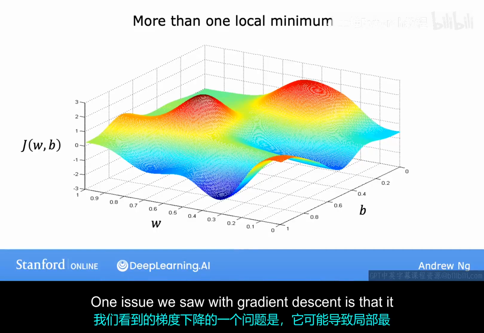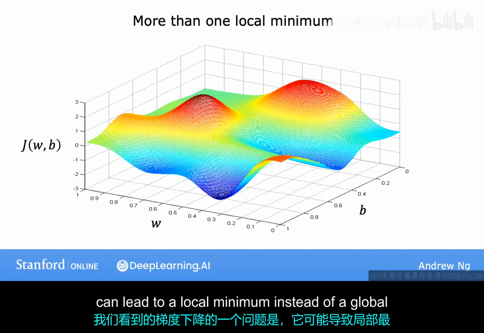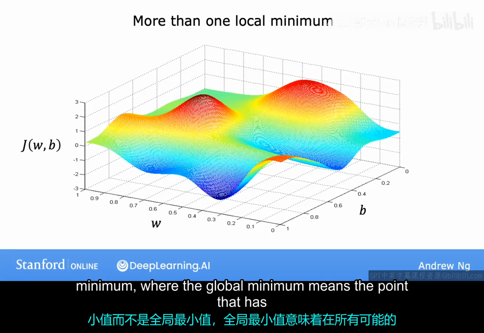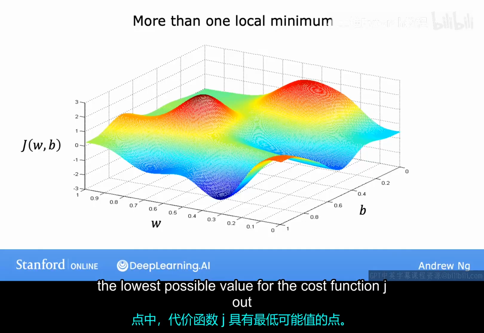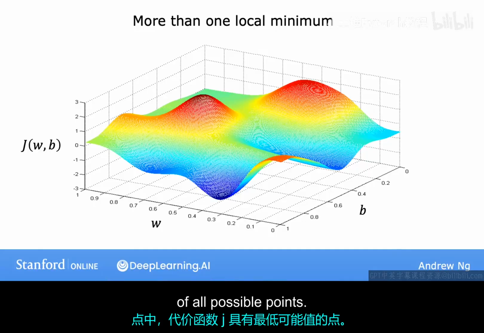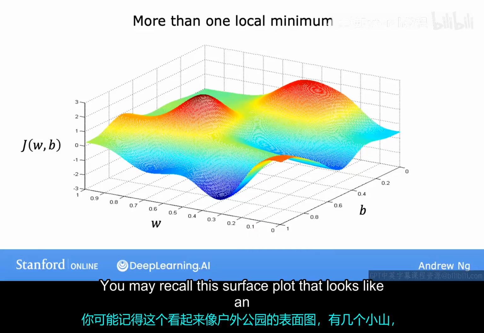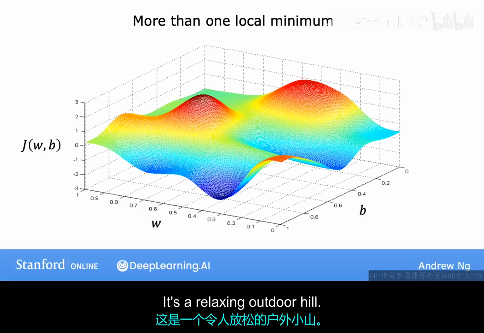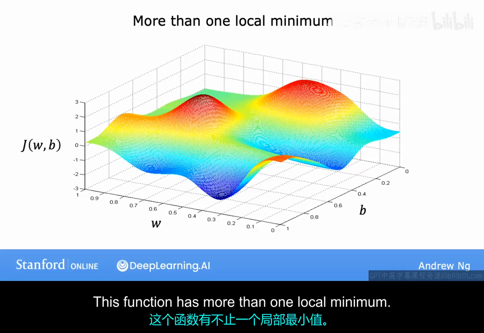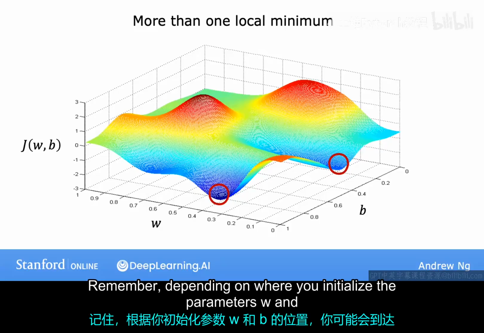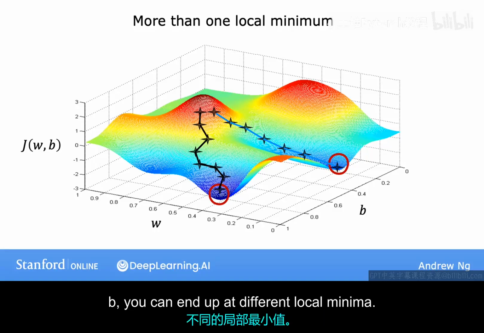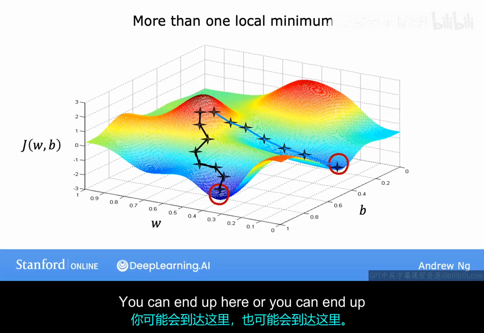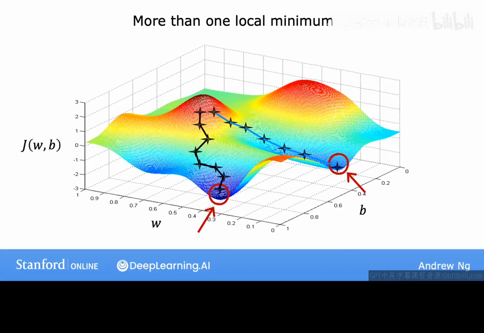One issue we saw with gradient descent is that it can lead to a local minimum instead of a global minimum, where the global minimum means the point that has the lowest possible value for the cost function J out of all possible points. You may recall this surface plot that looks like an outdoor park with a few hills. This function has more than one local minimum. Remember, depending on where you initialize the parameters w and b, you can end up at different local minima. You can end up here, or you can end up here.